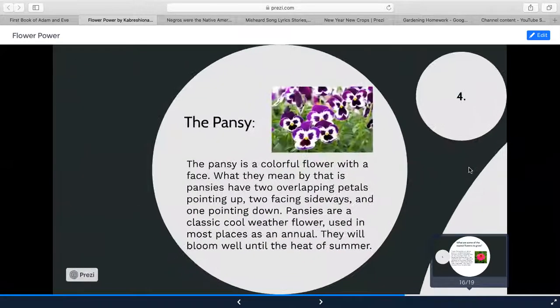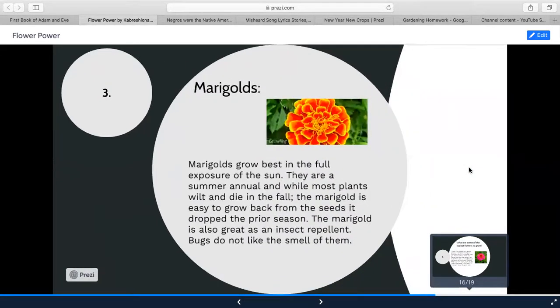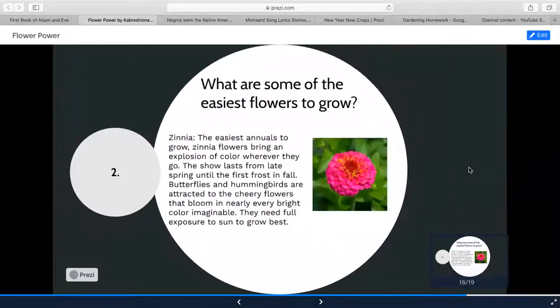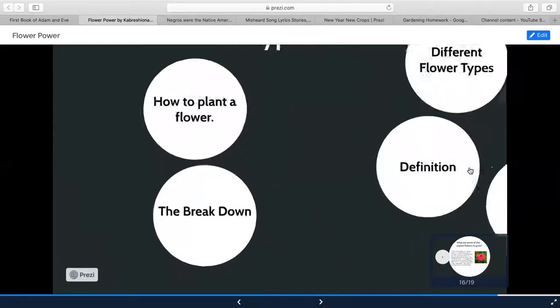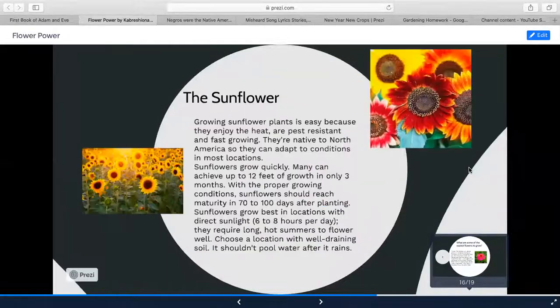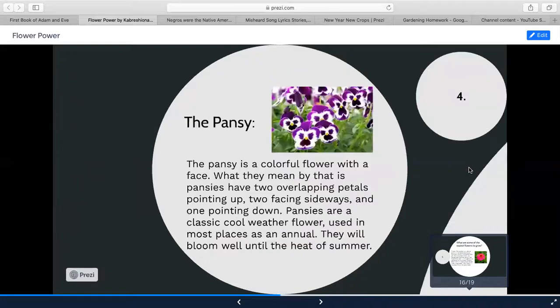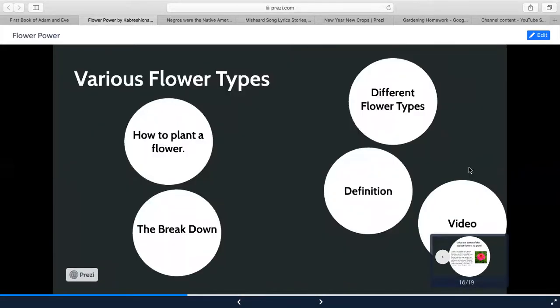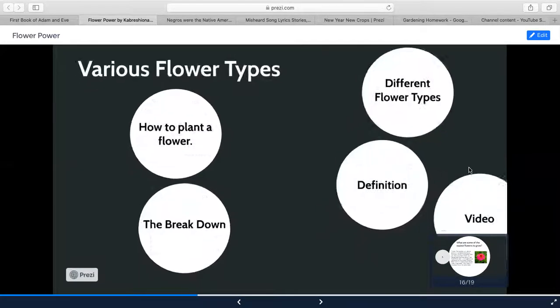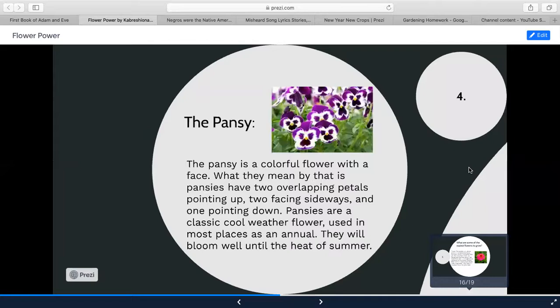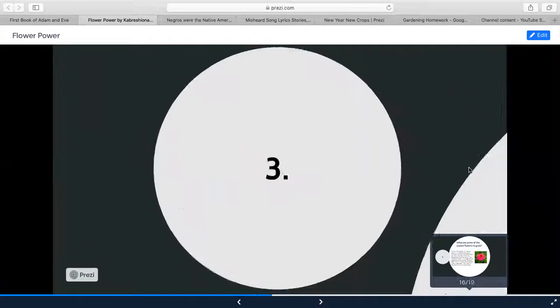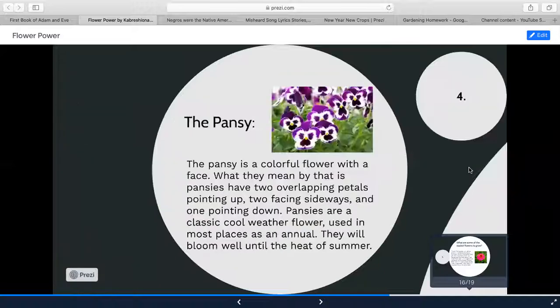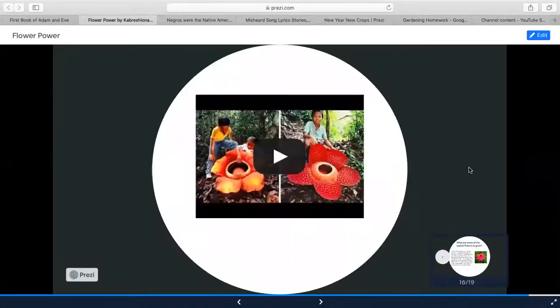Snapdragon. We got the pansy with the face, the marigold as the bug repellent, and we got the zinnia. I hope you learned something super cool about all of these flowers. In your homework, I'm going to ask you to dig deep into them. But not only that, I hope that you learn that every kind of flower for the most part has a different function, which is super, super cool to me. They all have something special about them.